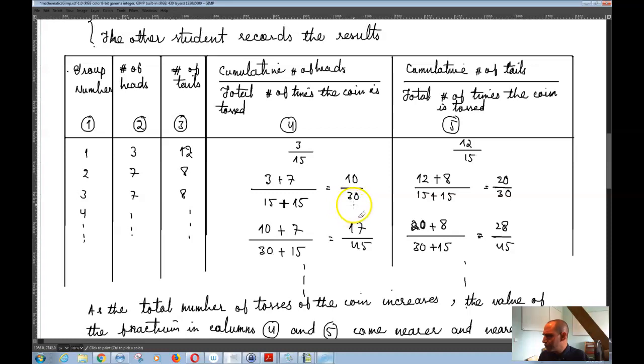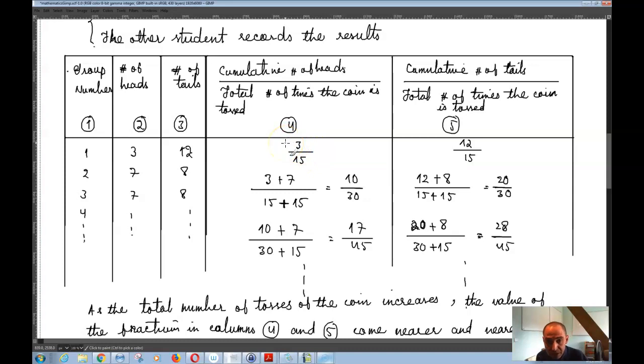But it is the empirical probability in column 4 of this table. What is the fraction that you calculated? Nothing, but it is the empirical probability of getting a head. So basically over here I have a head. Basically this is the cumulative number of heads and the total number of times the coin is tossed.